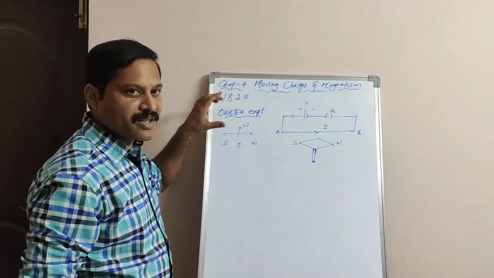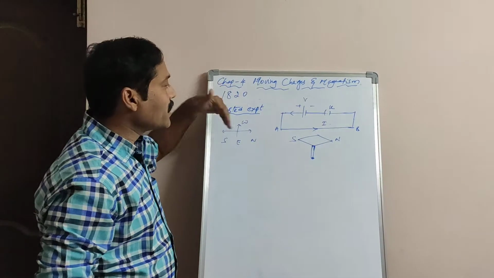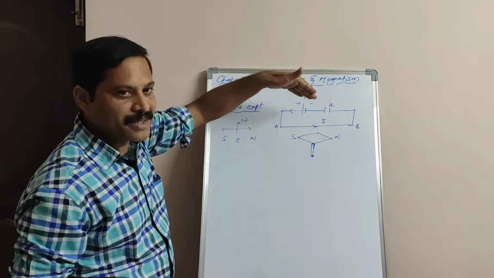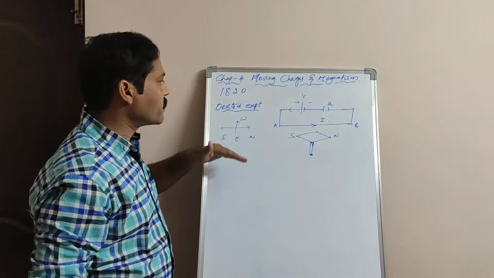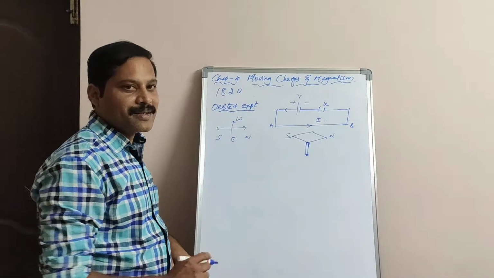So the first question is, what is Oersted's experiment? How did he explain the relation between electricity and magnetism? What are the conclusions given by Oersted through his experiment?